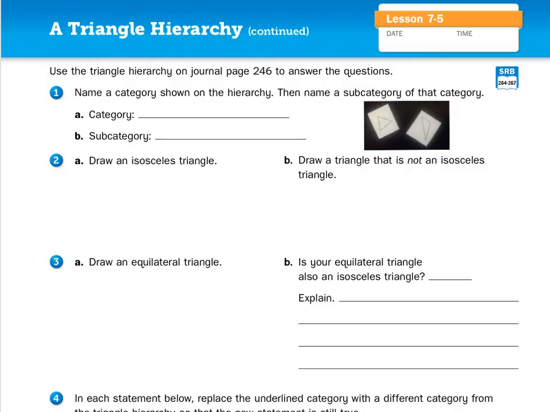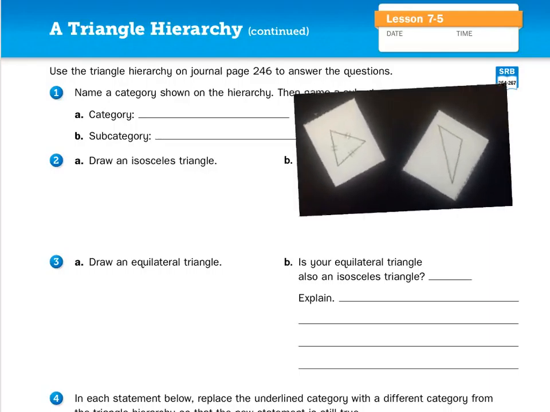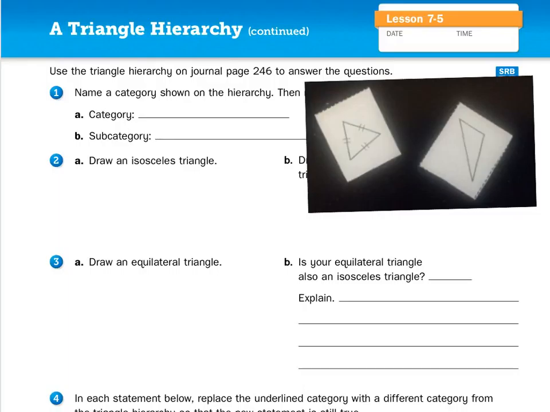Here we are on page 247, and you can see there I have my 2 triangles that I did not glue into my math journal on page 246. We're going to use those to answer this first question here. So thinking back to the 3 categories we did on page 246, I want you to come up with one of the 3 categories to take for, let's use this first triangle here. Okay, so my category that I'm going to come up with is going to be an isosceles triangle. Does that first triangle fit into that category of the isosceles triangle?